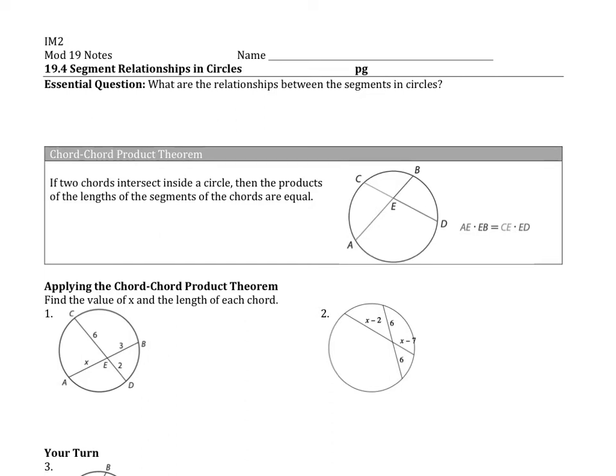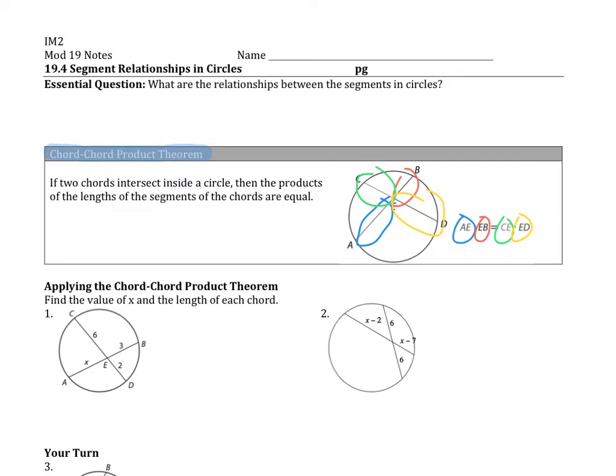It's really one concept, and it's this idea of the chord product theorem. If two chords intersect inside a circle, then the products of the lengths of the segments of the chords are equal. So we have AE and EB multiplied, and therefore equal to CE times ED. Okay, so fairly straightforward on this one.